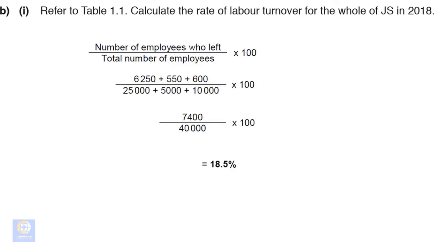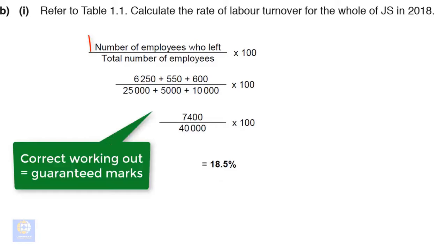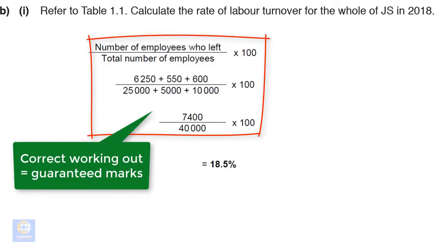You don't need the percentage sign to get full marks, but it's always good practice to put it in. If you're feeling super confident or you're really running short on time, you can write the answer only and then still gain all 3 marks. But if you make a mistake, you'll get nothing. So writing down the working is a really good insurance policy.